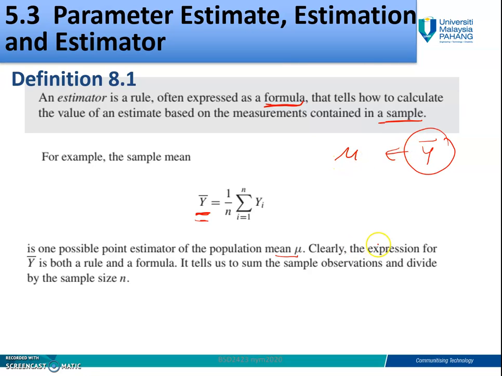Clearly, the expression for y bar is both a rule and a formula. How do we get y bar? Summation of yi divided by n, and it tells us to sum the sample observations and divide by the sample size n. So that is the estimator.